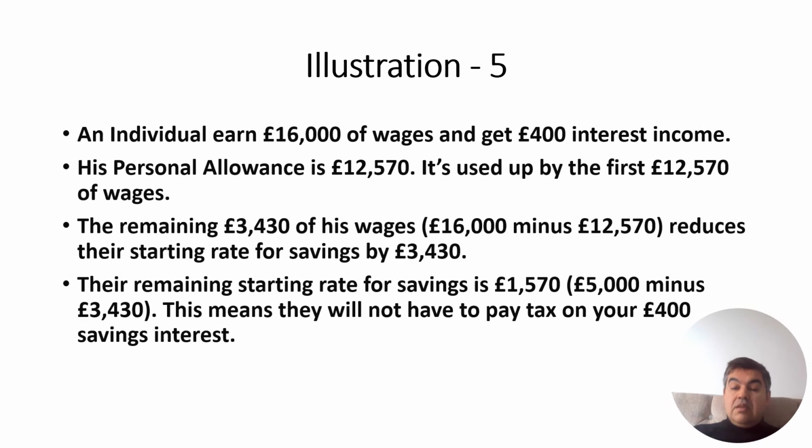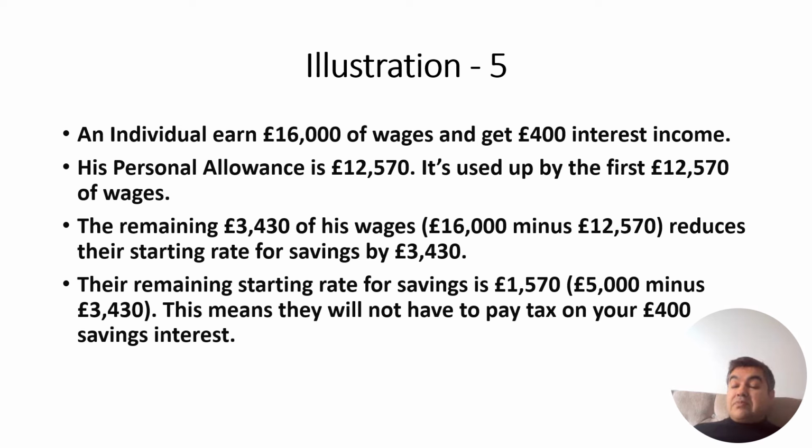Here, as we said, there's a starting rate for saving of 5,000. So here's an example: an individual earns 16,000 in wages and gets 400 interest income. His personal allowance will be used against the wages first. The remaining part of the income, which is 3,430, will reduce your starting allowance by the exact amount, 3,430. So the remaining starting rate for saving is £1,570. It means if you have interest income of £1,570, that would be tax free.